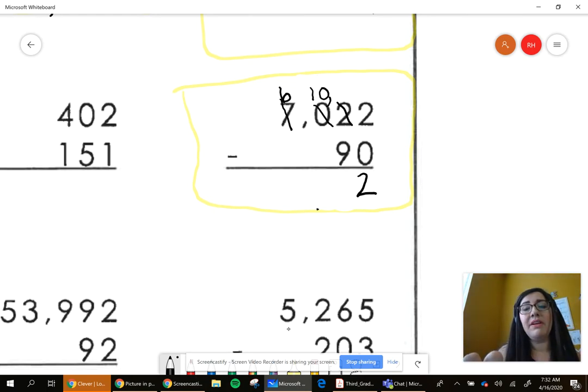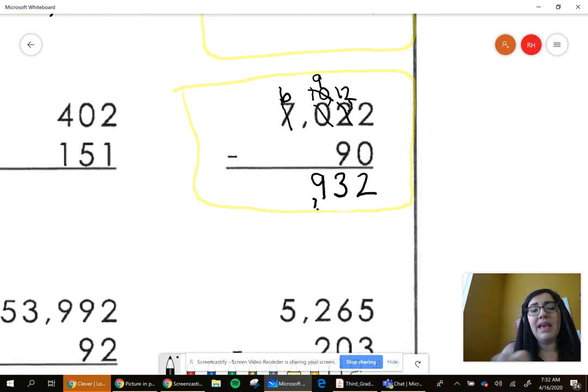From there, I'm going to borrow, say, okay, now you have enough to give me 1. And I had 2, so now it's 12 because I have 12 tens. 12 tens take away 9. I know that equals 3 because 9 plus 3 equals 12. 9 take away nothing, I know that's 9. And 6,000 take away nothing equals 6,000. Don't forget that comma, okay?